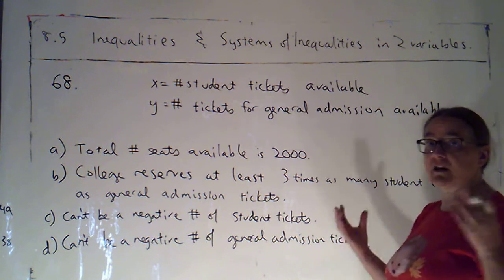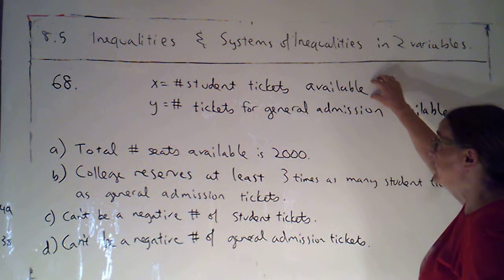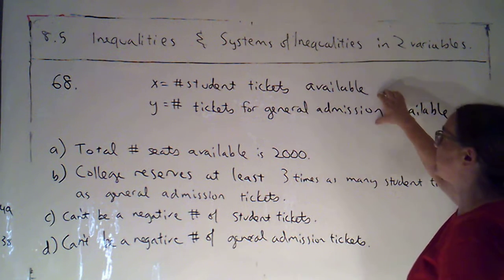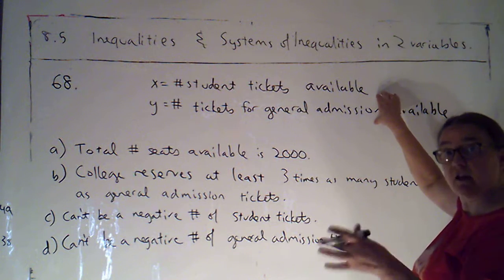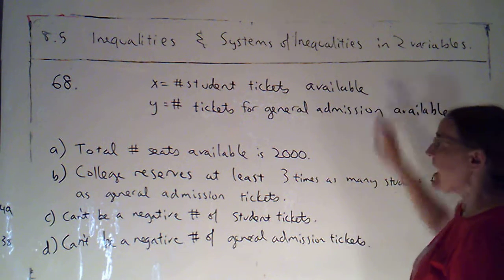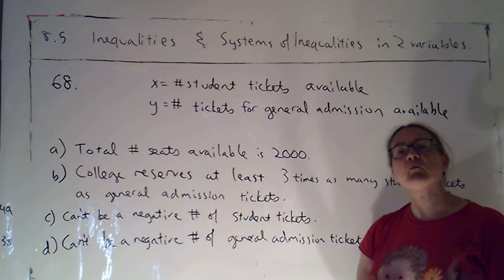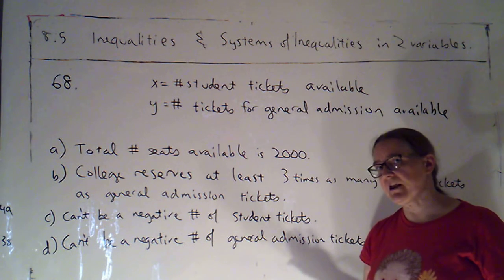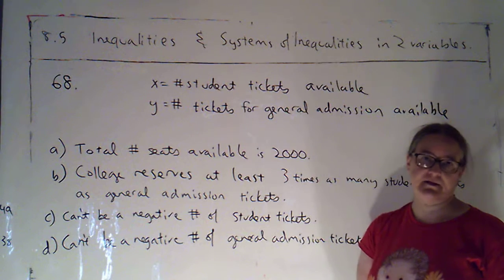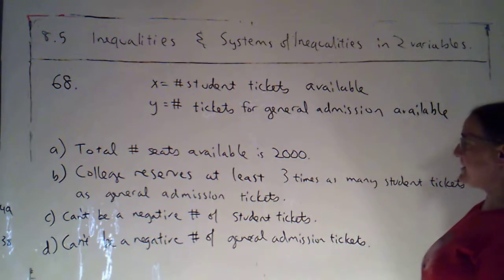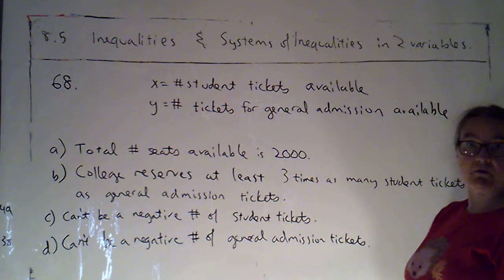And the college is going to set aside, x will be the number of tickets that they're setting aside for students. y is the number of tickets that they're setting aside to sell for general admission. And then we're told 4 things about those numbers, and we're asked to translate each of those into an inequality and then graph the solution set.